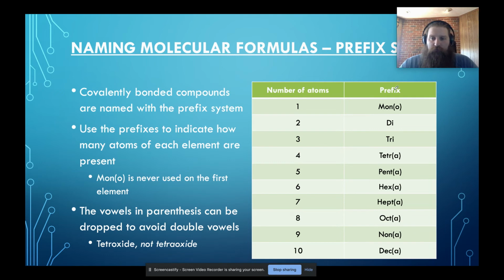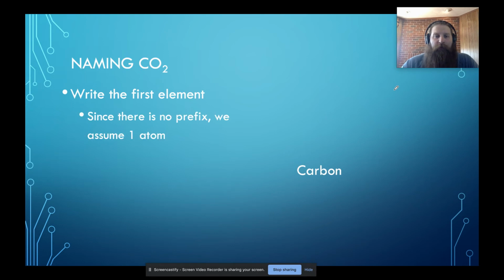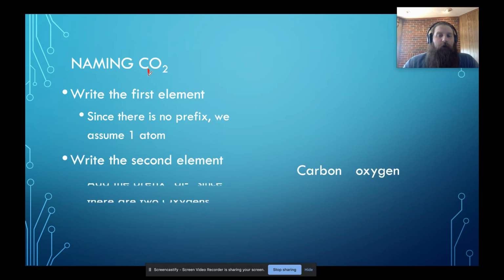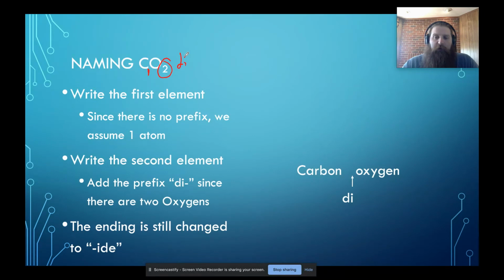CO2. All right. So I write the first element. It's carbon. There's no prefix because there's only one atom. I know there's only one atom because there's an assumed one. All right, the second element, oxygen. Put a prefix on it to tell me how many there are. So there are 2 oxygens. So the prefix for 2 is di. So I put di right there. I'm still going to change the ending. We're still using the suffix method. So it's not carbon dioxygen. It'd be carbon dioxide. And there it is.